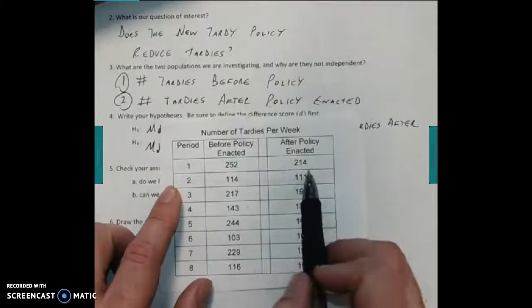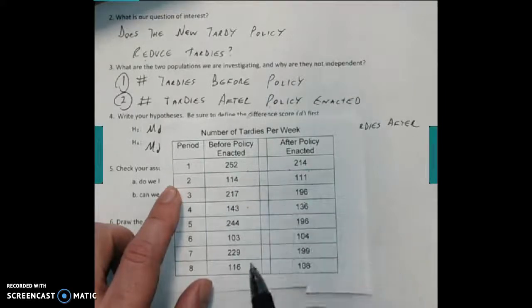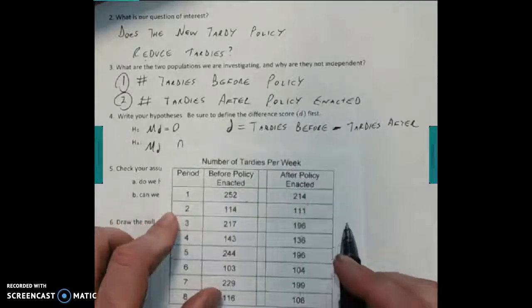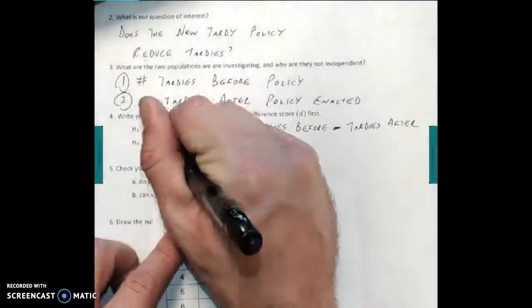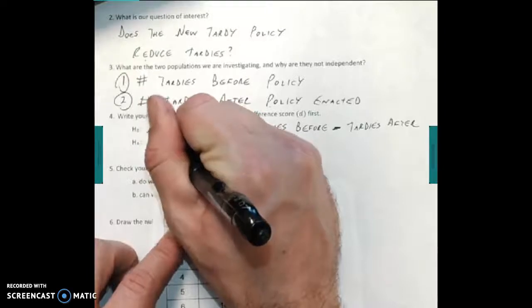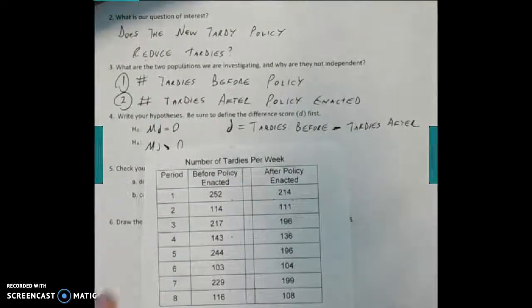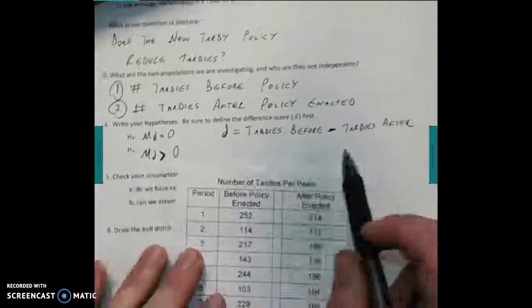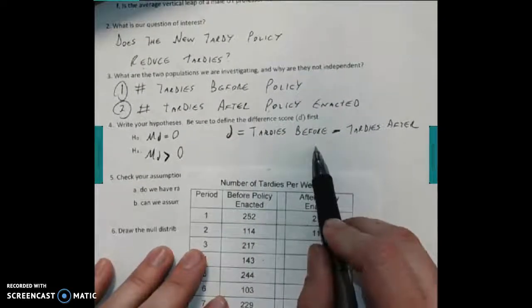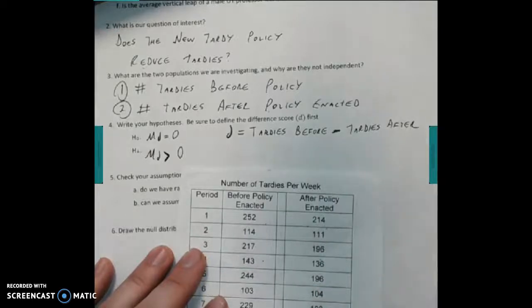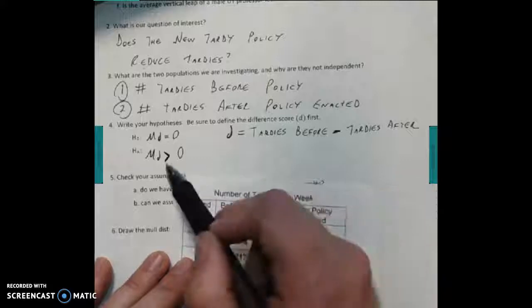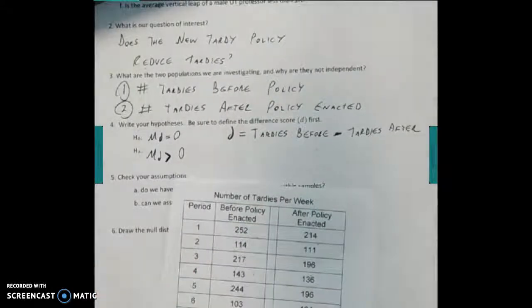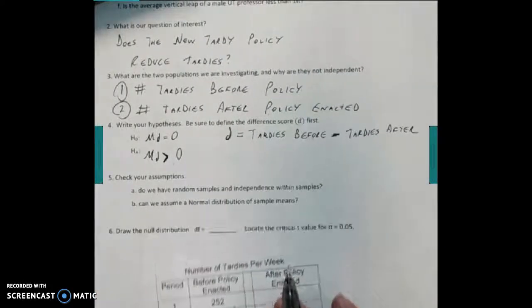So like 252 minus 214 is a positive number. 229 minus 199 is a positive number. So in this case, it's going to be the mean difference is greater than 0. And that's what I would expect. Now, if I was trying to do it the other way, I would have a negative. I just arbitrarily chose to do before minus after, but I could have just as easily said after minus before. And if I had done it that way, this would be less than. And they're both equally as valid. There's no one right way to do it.